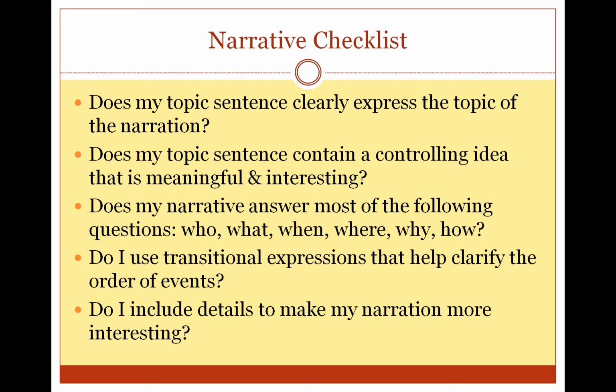So going back to the most embarrassing moment for college or work, maybe when the father found his first job in America, maybe those things that changed your life. So something like that, okay? And then does your narration answer most of these questions, the who, what, when, where, and how? Do you use transitional expressions that help you clarify the order of events? And do you include details to make the narration more interesting? My narration story that I use may not have followed some of those things. So just try to go beyond and make sure you look at that checklist.